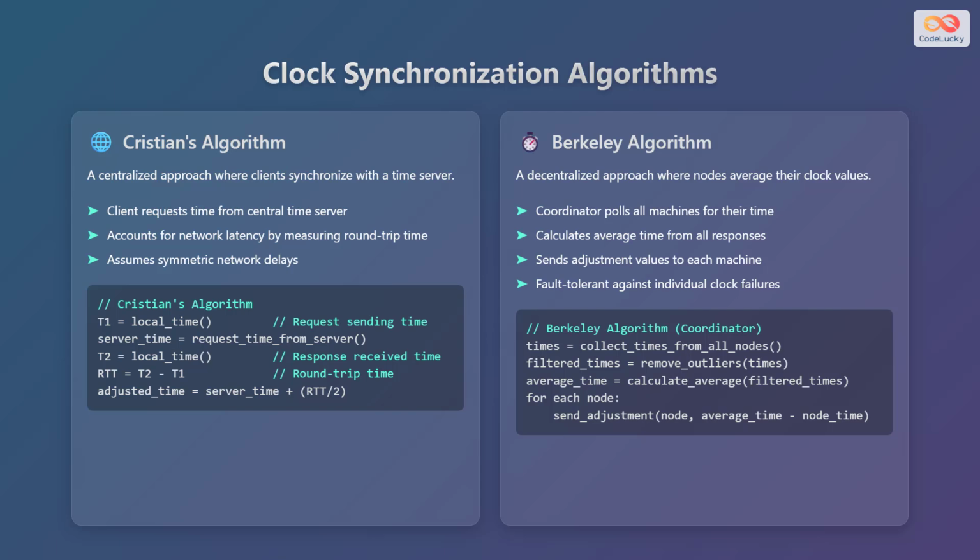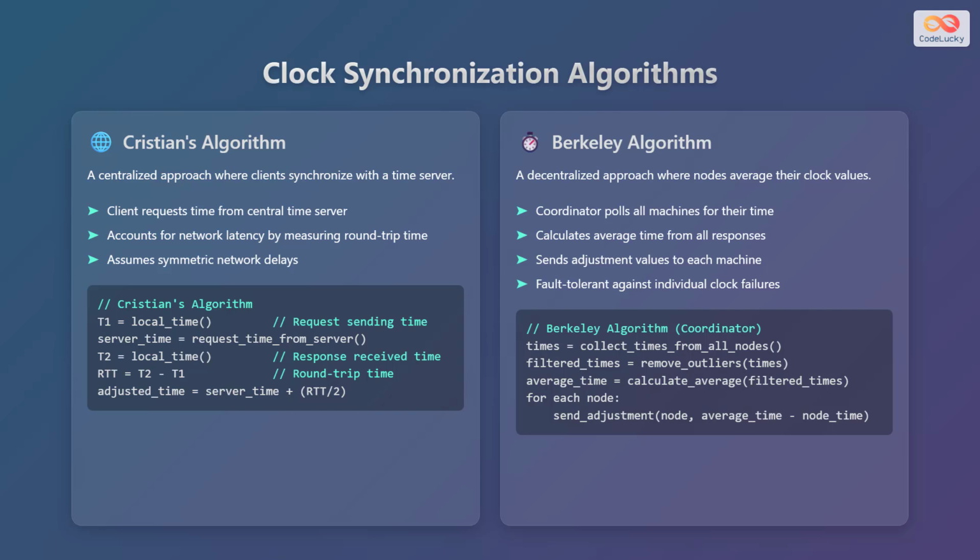Here is how it works. T1 is the local time at which the request is sent. The server time is obtained by requesting time from the server. T2 is the local time at which the response is received. The round-trip time, or RTT, is calculated as T2 minus T1. The adjusted time is then determined as the server time plus half of the RTT.